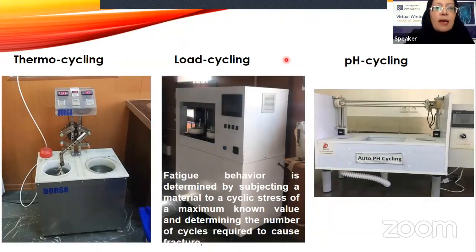We have different cycling machines. Thermocycling is a machine which is needed for many tests, for many projects, because usually we have to mimic the changes of temperature in oral environment for in vitro tests. And also the load cycling machine actually is a mechanical machine for measuring the fatigue behavior of materials. And the pH cycling machine, which is designed by our PhD students, can mimic the pH changes of oral environment.